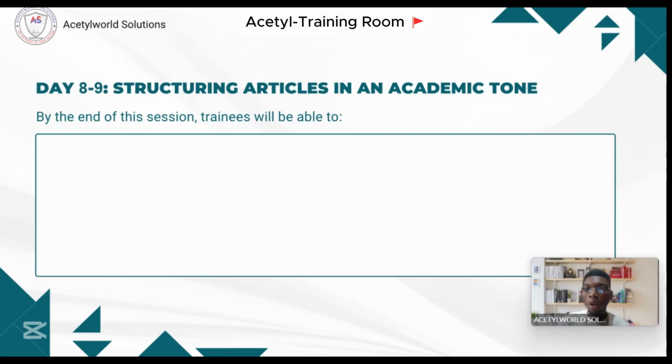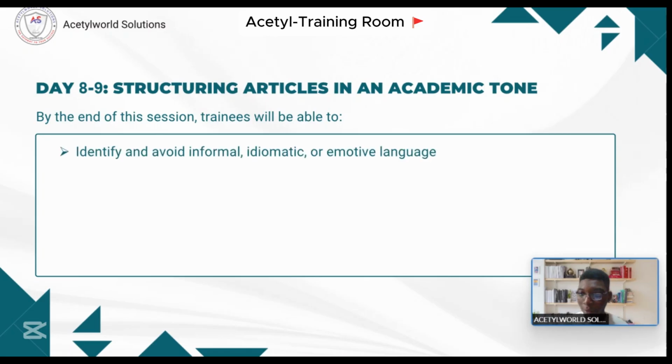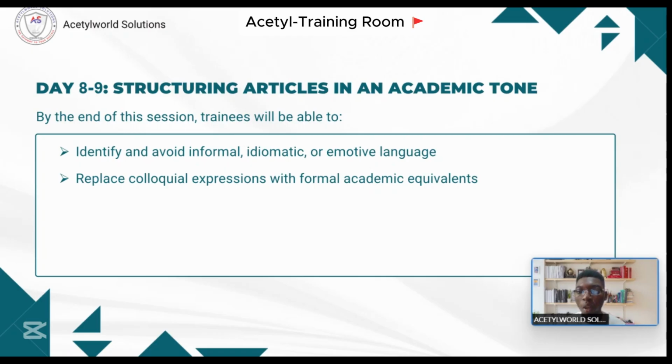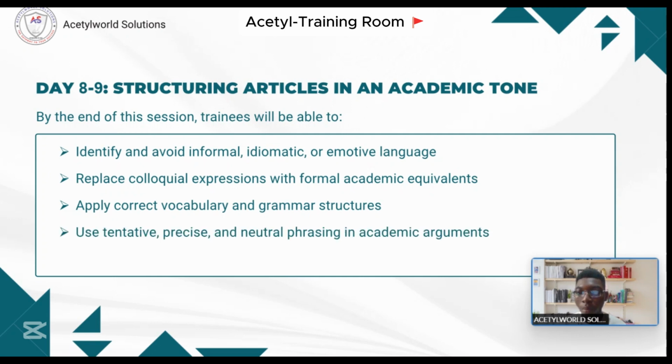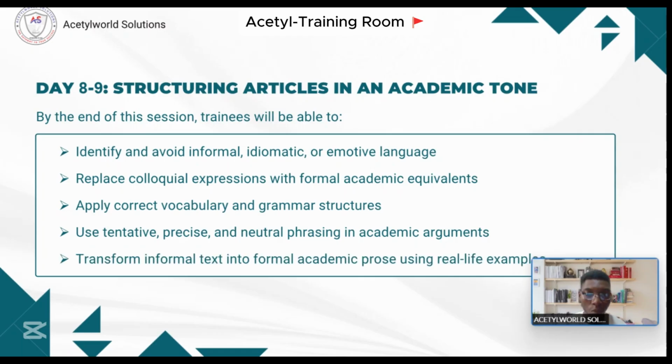At the end of this section, trainees will be able to identify and avoid informal or subjective language. You'll be able to replace colloquial expressions with formal academic equivalents, apply correct vocabulary and grammar structure, use tentative, precise, and natural phrases in academic argument, and transform informal text into formal academic prose using real-life examples.